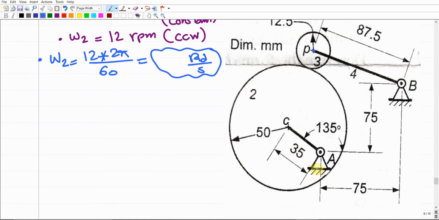In addition, there are some given dimensions here, such as this angle of 135 degrees. This is the current orientation, or direction, of this cam. We have 35 millimeters, which is the distance between point A and C, in addition to the length of this link, which is provided as 87.5, and these two dimensions, 75, the horizontal and vertical dimensions of these different elements. The cam was given the number 2, the roller 3, and the follower 4, and definitely 1 is going to be the ground, right?